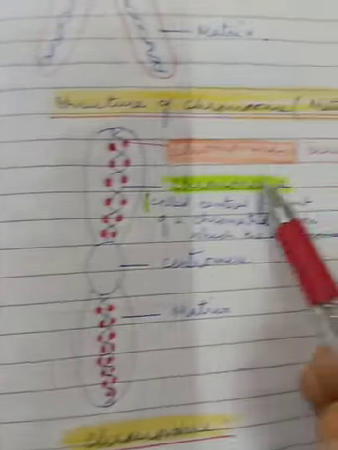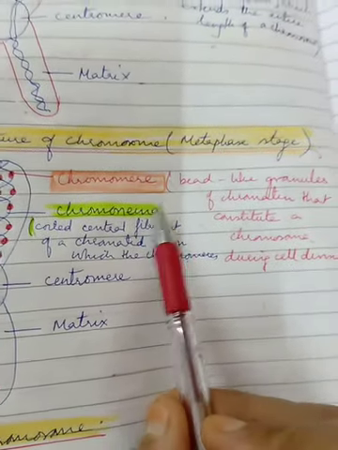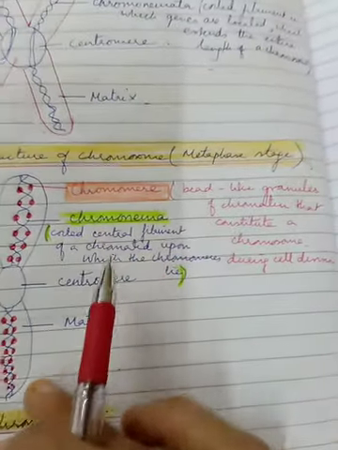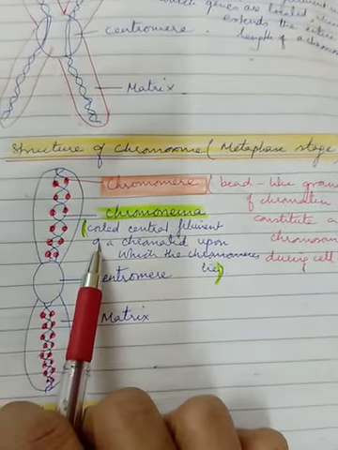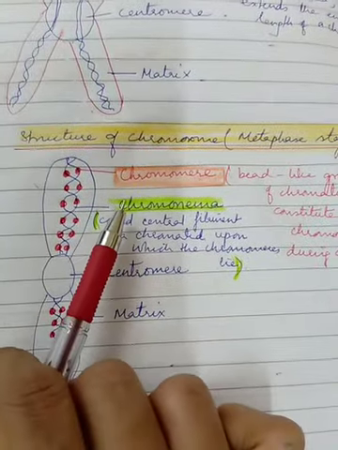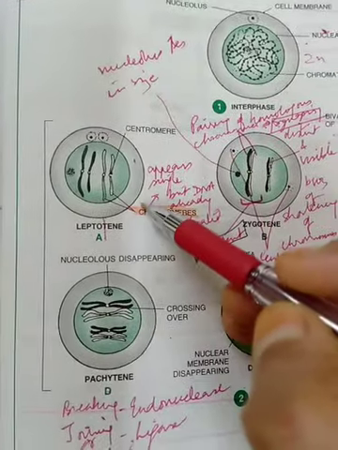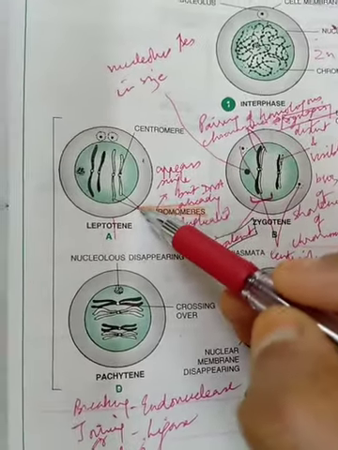Here I told you they are like bead-like appearance, right? Or granule-like structures of chromatin that constitute a chromosome, right? Their number, size and position are constant and identical and they represent highly coiled structures, right? Or regions of DNA and correspond to a gene.